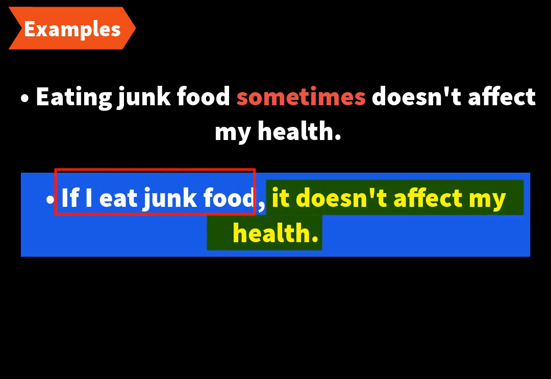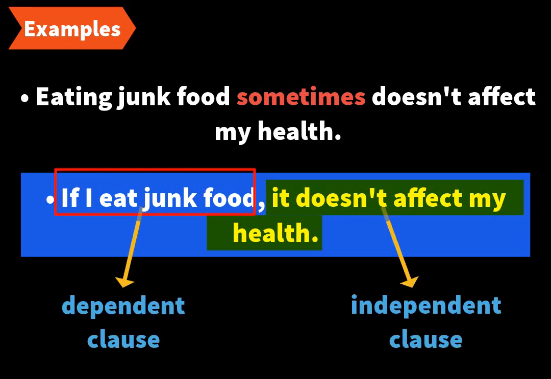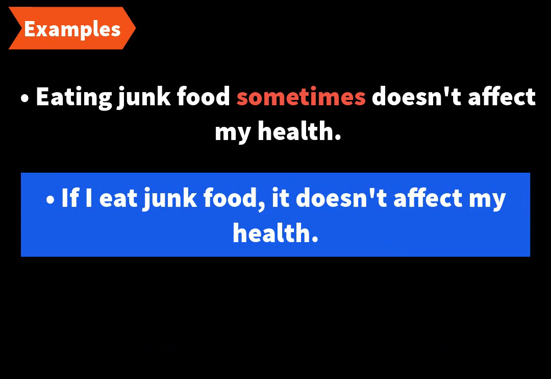So now this is a complex sentence. We can clearly see that we have two clauses here. The first one, if I eat junk food, is a dependent clause. And the second one, it does not affect my health, is an independent clause or the main clause. Now it makes our job very easy. Now if you want to modify the first action, you just have to infuse the modifier within the first clause. If you want to modify the second action, you will infuse the modifier in the second clause. Simple, right? Let's do it.